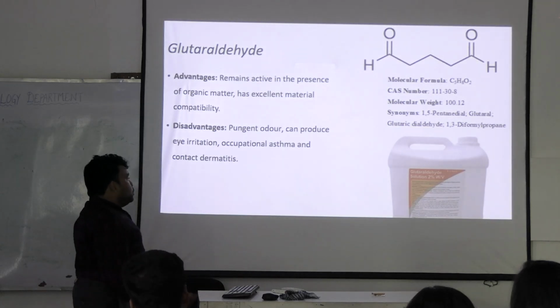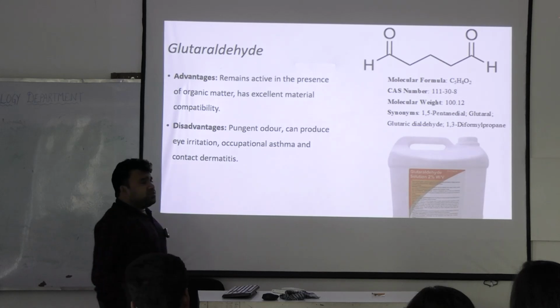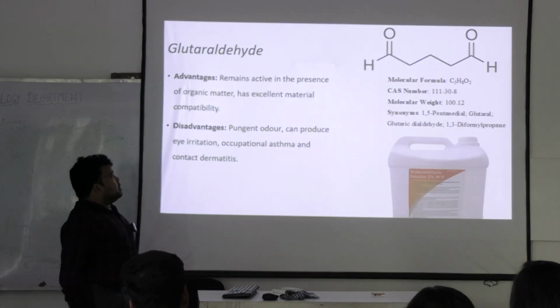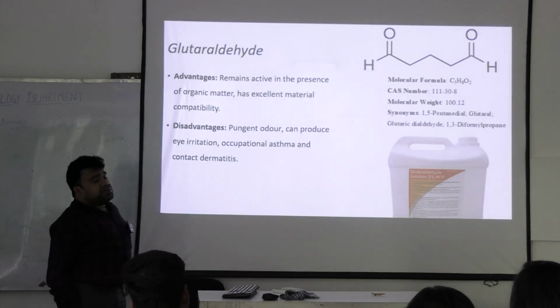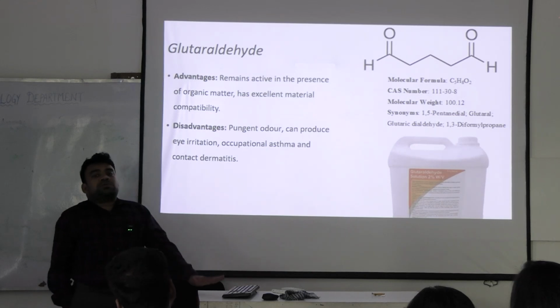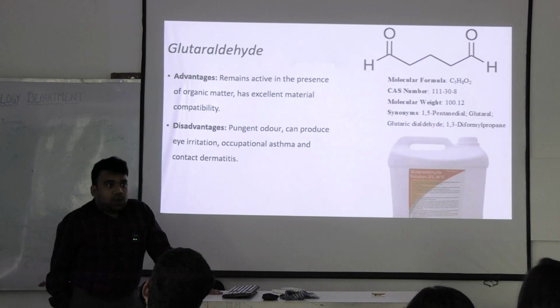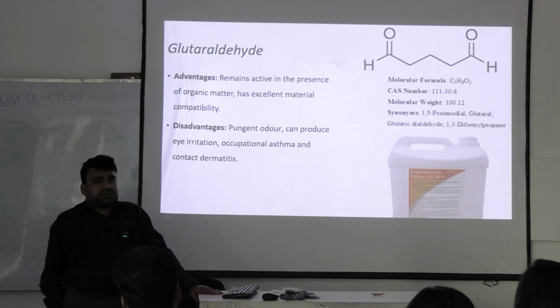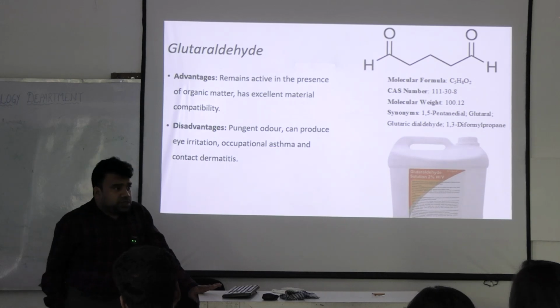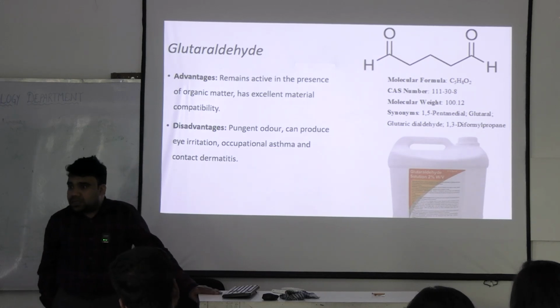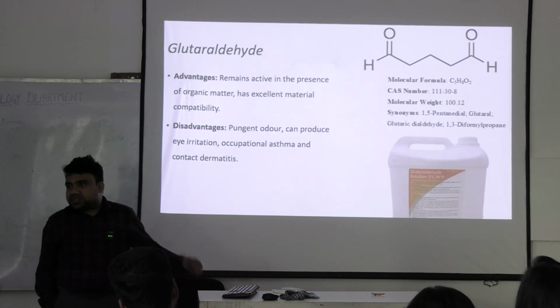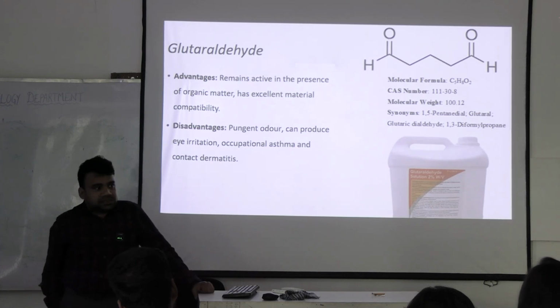Similarly, we also need to learn about the advantage and disadvantage. What are the advantages? See, it remains active in presence of organic matter. That means some of the disinfectants will fail, but glutaraldehyde will not fail. Only thing is that if organic matter is present, you need a higher contact period. But if you use glutaraldehyde, the chances of failure are less. Like the question, the first case that I had elaborated, that was the case.